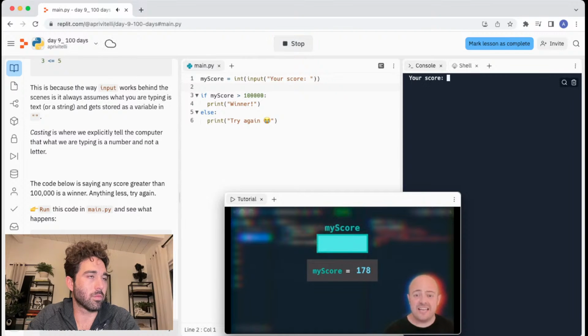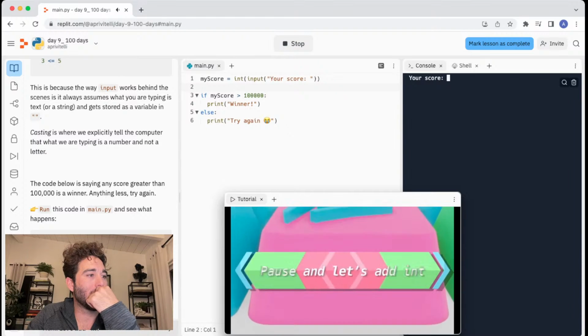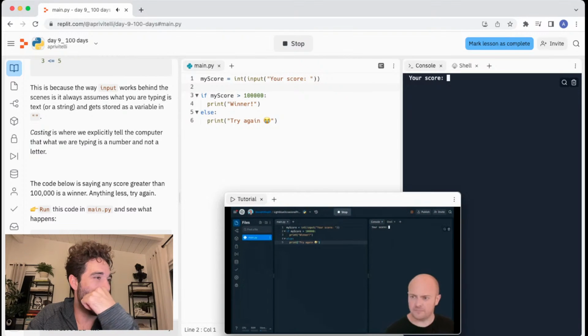Then it stores it in the variable myScore as a number. When we come down to that if question again, it's able to compare 2 numbers. And if one of them is bigger than the other, it will trigger the if statement. Let's try it. Well over 100,000. And I'm a winner.